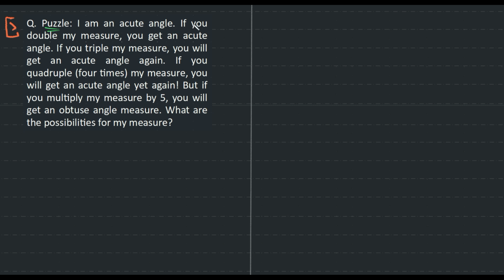I am an acute angle. If you double my measure, you will get an acute angle again. If you triple my measure, you will get an acute angle again. If you quadruple, that is 4 times my measure, you will get an acute angle yet again. But if you multiply my measure by 5, you will get an obtuse angle measure. What are the possibilities for my measure?